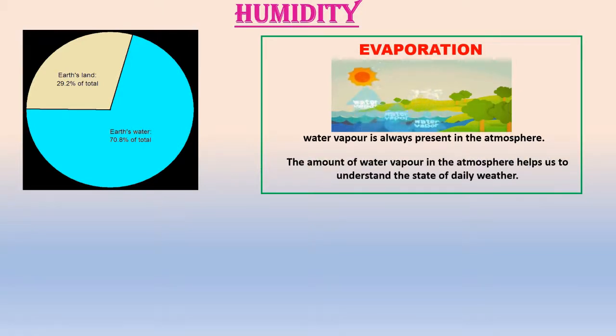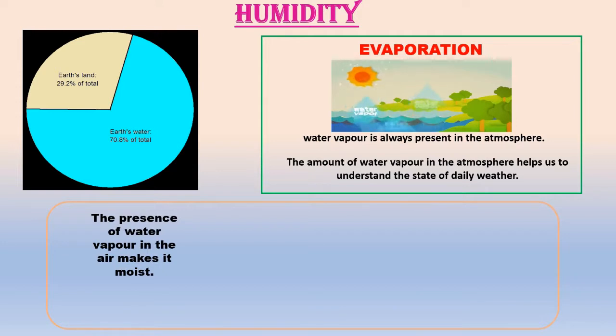The amount of water vapor in the atmosphere helps us to understand the state of daily weather. Because of the amount of water vapor in the atmosphere, we know whether it will rain or not. We know the daily report of the weather. Now the presence of water vapor in the air makes it moist. Moist meaning it becomes slightly wet. The atmosphere becomes slightly wet due to the presence of water vapor in the air.